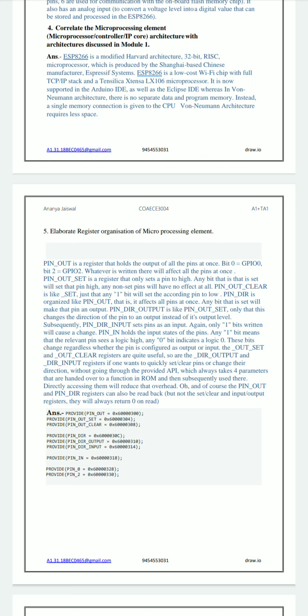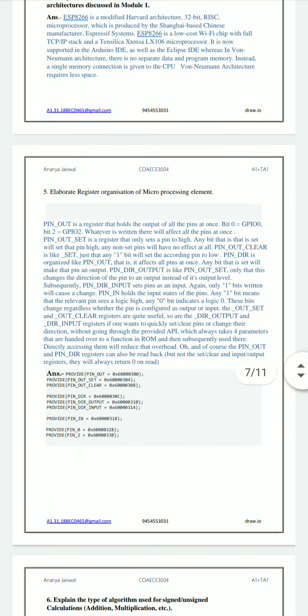The out set and out clear registers are quite useful, so are the DIR output and DIR input registers, if one wants to quickly set or clear pins or change their direction without going through the provided API, which always takes 4 parameters that are handed over to a function in ROM and then subsequently used there. Directly accessing them will reduce that overhead. Of course, the PIN_OUT and PIN_DIR registers can also be read back, but not the set, clear, and input output registers. They will always return 0 on read. And the following register organization has also been elaborated.